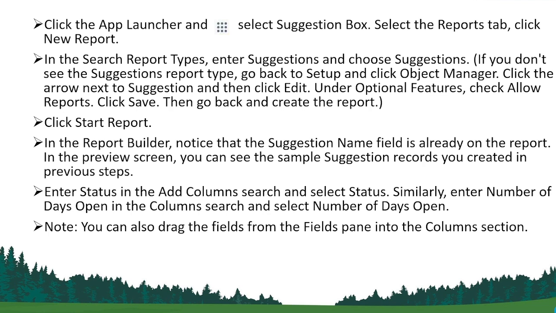After that, you are clicking on the start report, and then a report builder will be opened up. You see that the suggestion name that you have given in the suggestion box, or you have chosen from the list of suggestions, is present on the report. You can preview that report that you have created. You can see the name of the suggestion record that you have created.